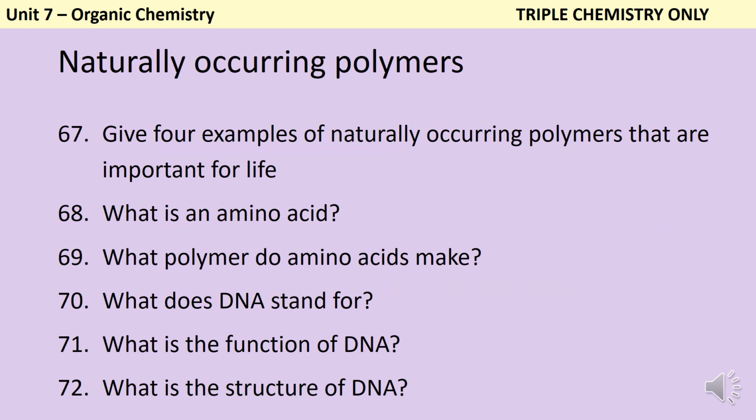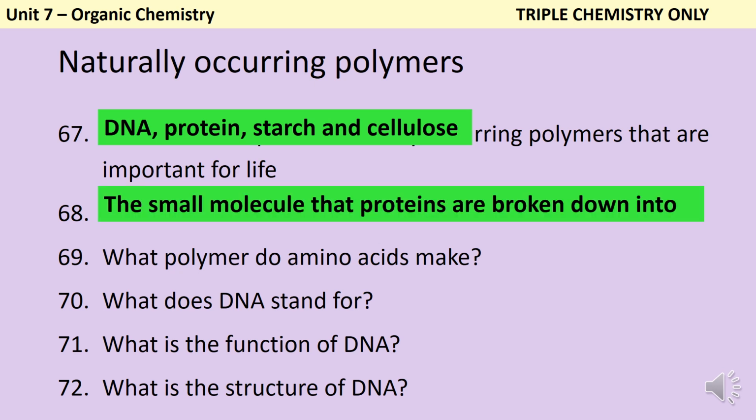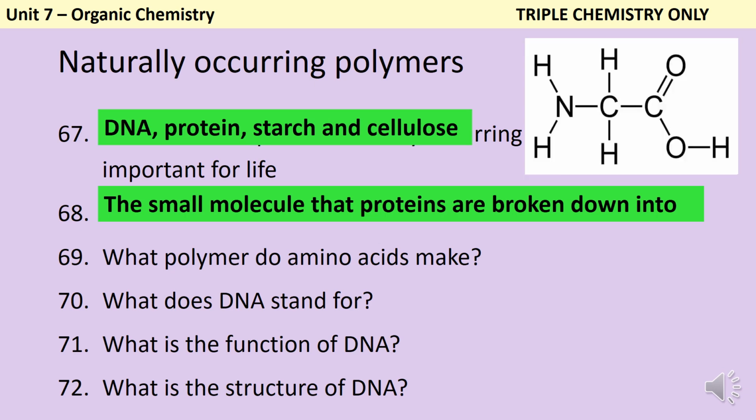Four examples of naturally occurring polymers are DNA, protein, starch, and cellulose. An amino acid is the small molecule that proteins are broken down into. Here's an example of an amino acid. This is called glycine. So all amino acids are going to look a little bit like this.